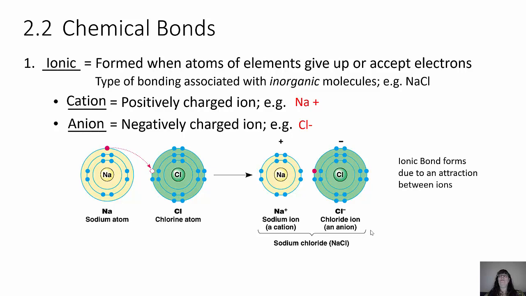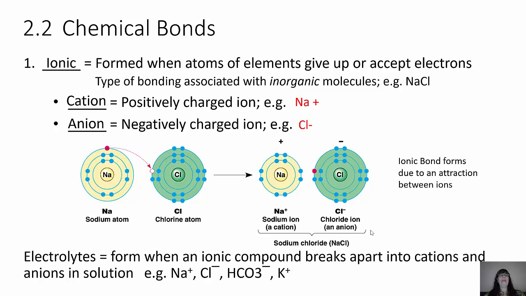This ionic bond forms because there's an attraction between those positive and negative ions. Opposites attract. But just to show you how much it changes, sodium in its normal state is a silvery metal. Chlorine in its normal state is a noxious green gas. But you put them together and you get table salt and put it on your food. Electrolytes also form when an ionic compound breaks apart into its cations and anions in a solution. So the sodium ion, the chloride ion, the bicarbonate ion, or the potassium ion.